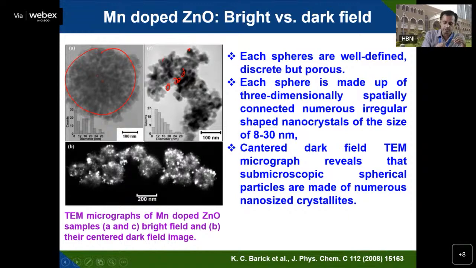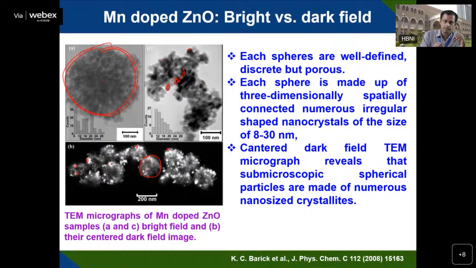But if you go for the dark field image, you can see this is the beam image, the dark field image here. You can see that bright spots are observed. In dark field, wherever the grains are, you'll get bright spots. That shows how the grains are present in the whole structure, and you can see those individual grains. To analyze whether this structure is an assembled particle or a single particle, the dark field image was performed.